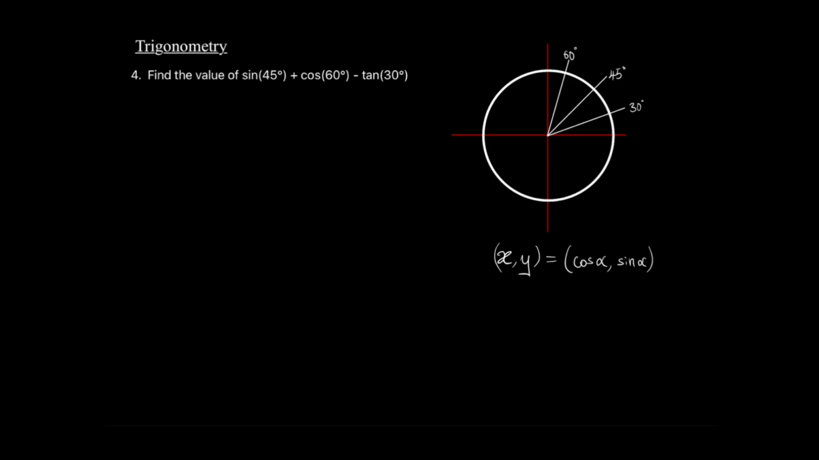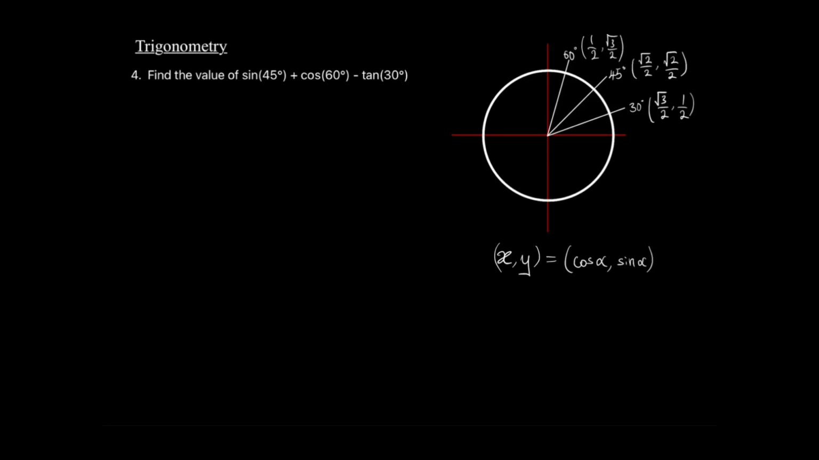And so for an angle at 30 degrees, we know it is located at the point square root of 3 divided by 2, 1 over 2. For 45 degrees, we have square root of 2 divided by 2, square root of 2 divided by 2. And for 60 degrees, we have 1 over 2, square root of 3 divided by 2.